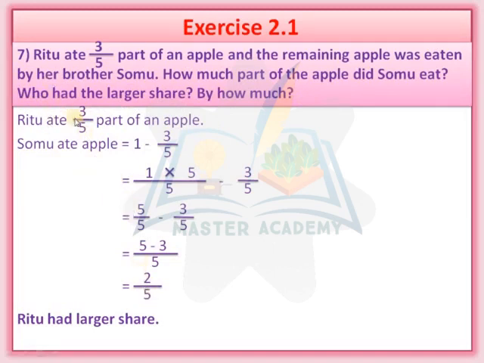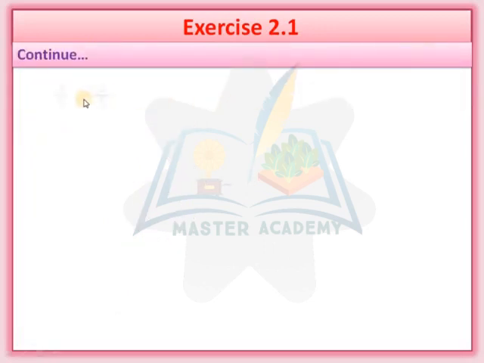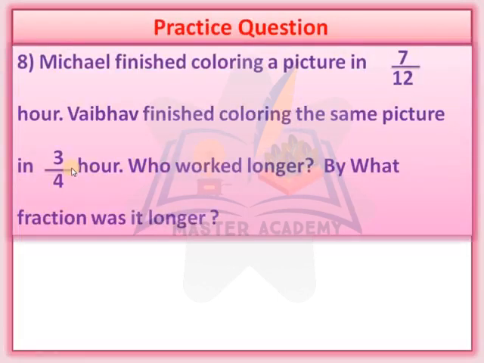How many more pieces did she eat? 3/5 minus 2/5. So you will get the answer. Now you can see 3/5 minus 2/5. Both the denominators are same. Understood? So 3 minus 2 upon 5. 3 minus 2 is equal to 1/5. Okay, clear? So here question number 7 is over.